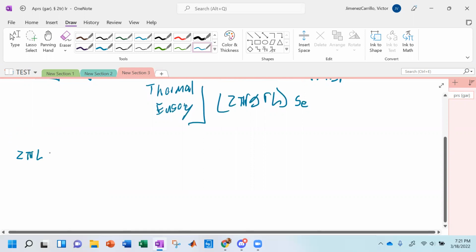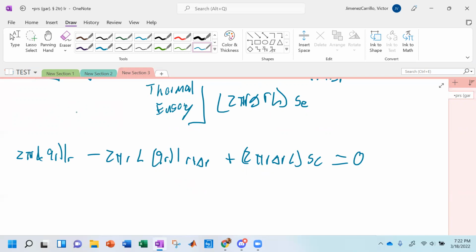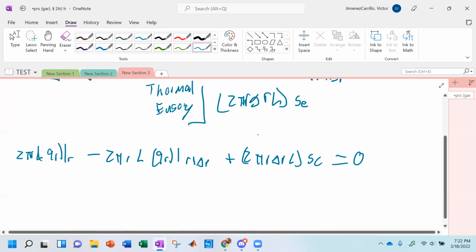2 pi r L Q_r at r minus 2 pi r L Q_r at r plus del r plus 2 pi r del r L S. Let's see, what is this all equal to? 0, because of that thing you showed in 2.1. There's a simple answer, Dominic. Everything we're talking about is steady state. There you go, buddy. All right, so we're going to rearrange this and also divide, and hopefully I didn't mess up the division this time, guys.